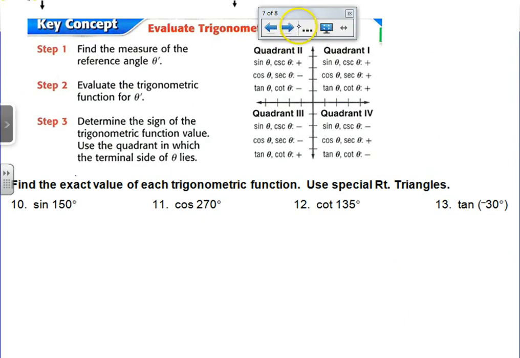Okay. Find the exact value of each trigonometric function. Use special right triangles. Remember those worksheets of special right triangles I made you do? And you guys are like, oh yeah, I remember this from Geo. There was a reason for that. And that reason is right here today. I want you to find the exact value of sine of 150. So the first thing I need you to do is sketch for yourself where 150 is. Where is 150? This is 90, this is 180. It's kind of right here.